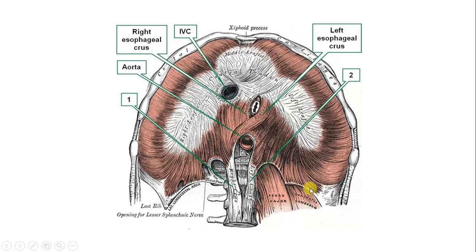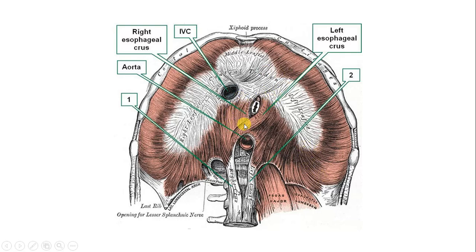From this margin arises the lateral part of the diaphragm. This level will be below the L1 vertebra, and here laterally it will be over the 12th rib. So in this way, completing the diaphragm.